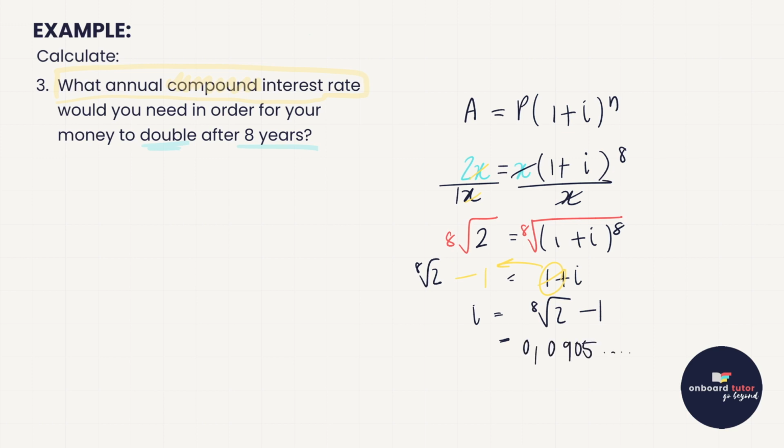0,0905... Okay, so they've specifically asked for interest rate, and I've worked out i. So to get that to be a rate, remember I said it's always as a percentage, we can just times our answer by 100.